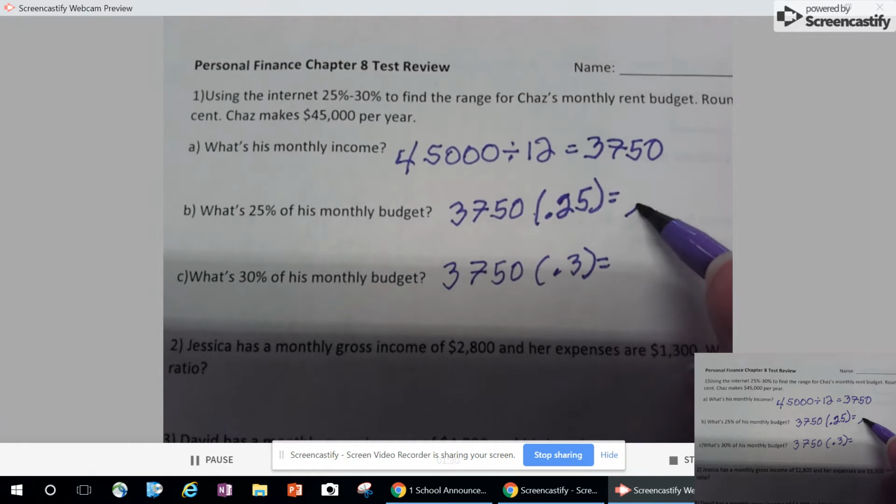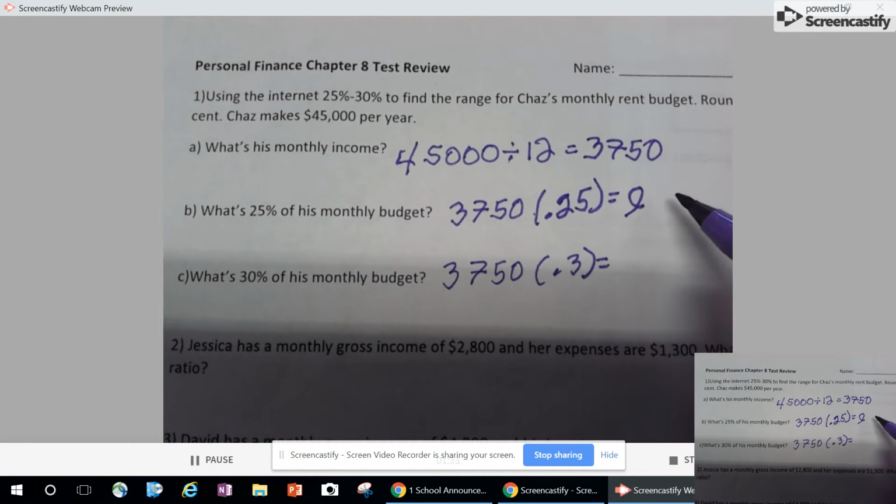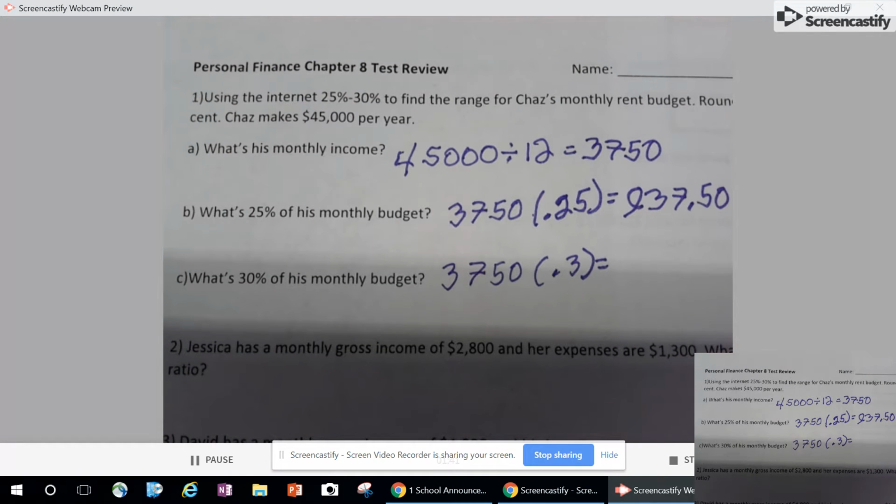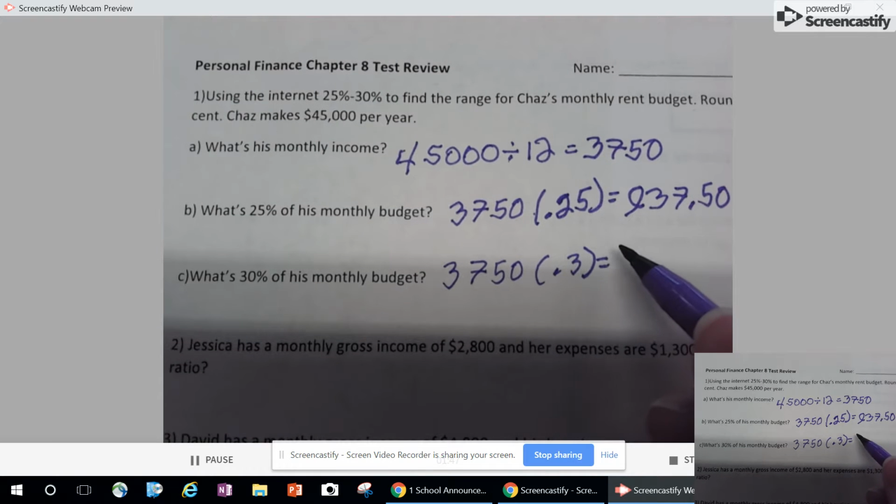So the range for Chaz should look at would be $937.50. Okay, and then for 30%, okay, we're going to get $1,125.